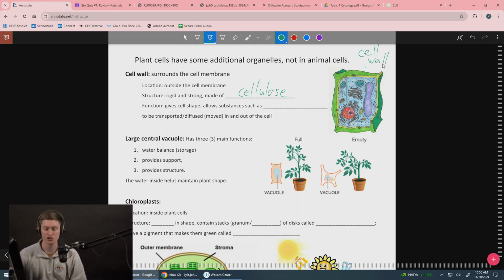This is our cell wall. It gives the cell shape and it allows substances such as glucose or proteins to be transported, moved in and out of the cell. So it's not impermeable. It's got holes in it. You can move things in and out. It's not meant to be selectively permeable in the same way that the cell membrane is. Remember, plant cells still have a cell membrane to perform that gate function. Its main thing is it's going to provide that structure for the cell.